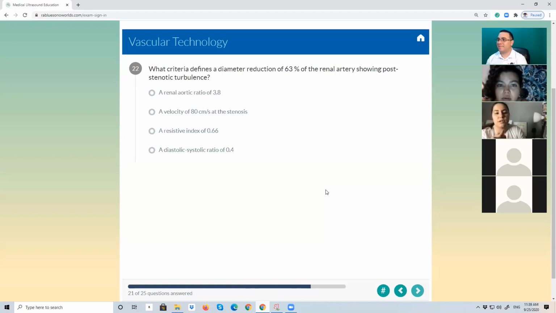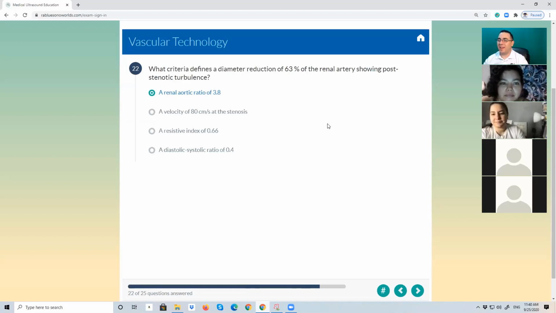There are different ways that you can find out if there's something wrong with the artery: the ratio, the velocity, the resistive index, the diastolic ratio. So which one of those is abnormal? And the abnormal one, you select it, because the other ones are going to be within the normal range. I see now. Yes, so the answer is A. Got it. All these other responses are normal criteria for the renal artery, so they are not going to be the answer.